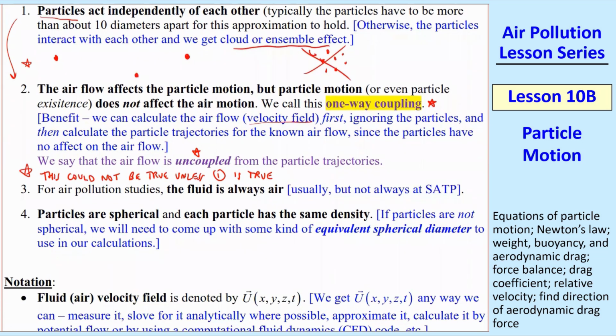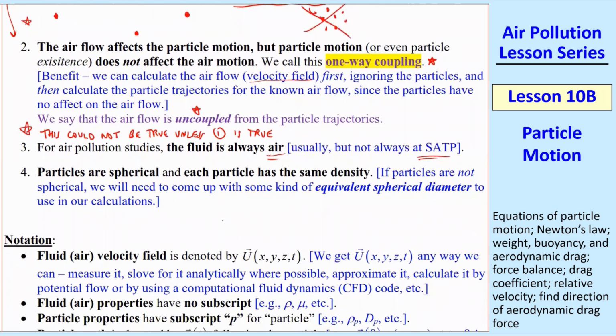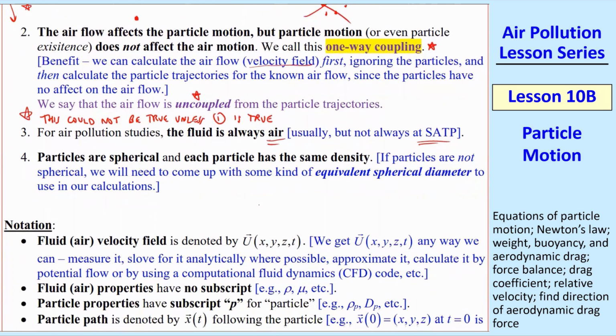Number three, for air pollution studies, the fluid is always air. A lot of times at SATP, but not always. We're going to assume that the particles are spherical, number four here, and each particle has the same density. I mentioned before that if the particles are not spherical, we need to come up with some kind of equivalent spherical diameter. And there's various ways to do that. We'll talk about that later.